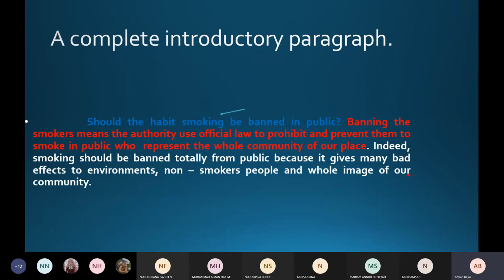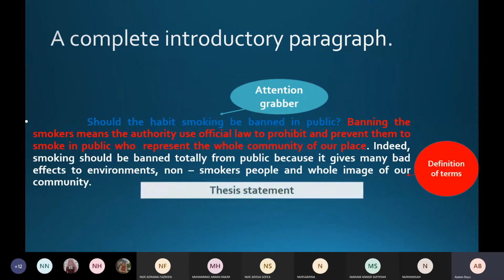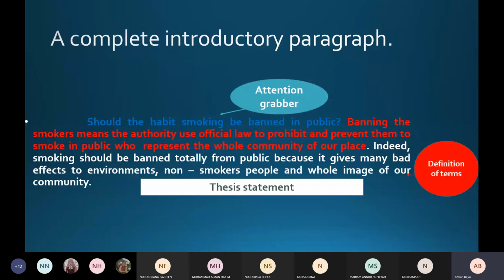Alright, should the habit of smoking be banned in public? I used an attention grabber. The blue one is the attention grabber. Then I define the definition of term. The red one: banning the smokers means the authority uses official law to prohibit and prevent them from smoking in public, which represents the whole community of our place. I adjusted the sentence a little, not taking directly what I drafted earlier. Then I go straight into the white one, which we call the thesis statement. It is the very last.